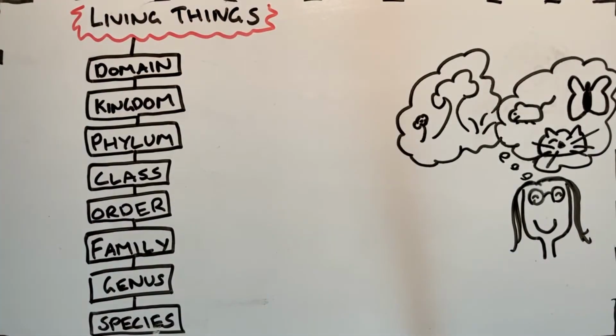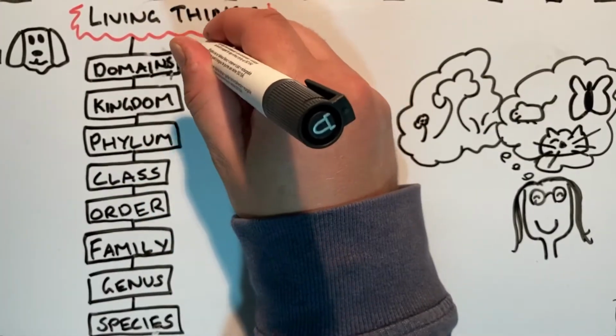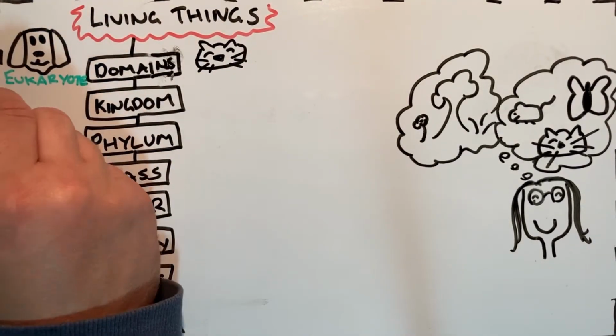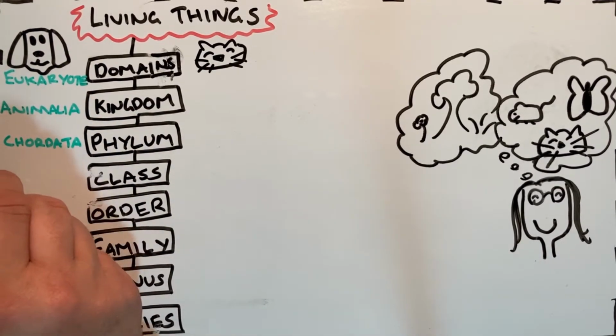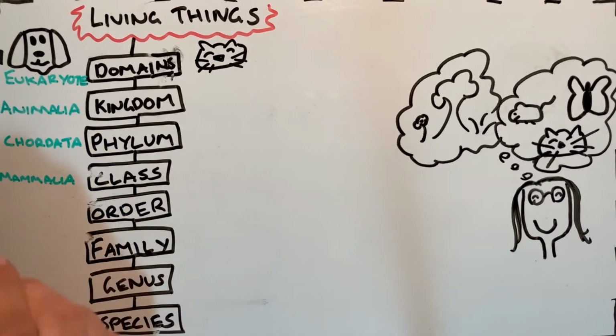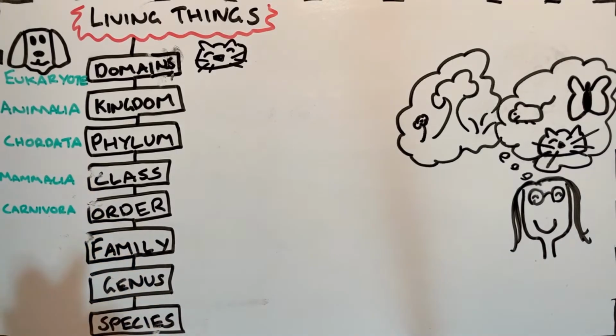So to give a quick reminder, let's look at cats and dogs. Cats and dogs are both living things. They are made of cells with a nucleus, so they're part of the eukaryote domain. They're both animals, so they're part of kingdom Animalia, and we're going to come back and look at this later. They have a backbone, so they're part of Chordata phylum. They are both mammals, so they feed their young with milk, and they both mainly eat meat, so they're part of the carnivore order.